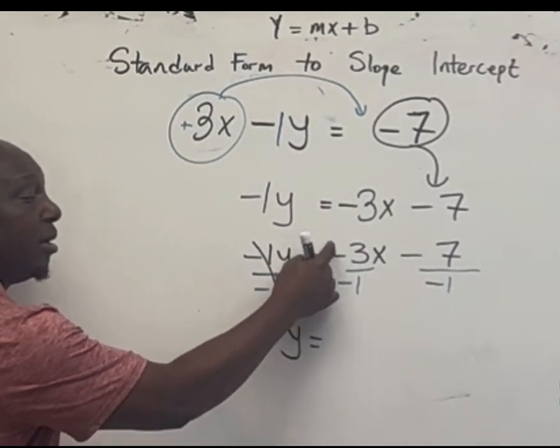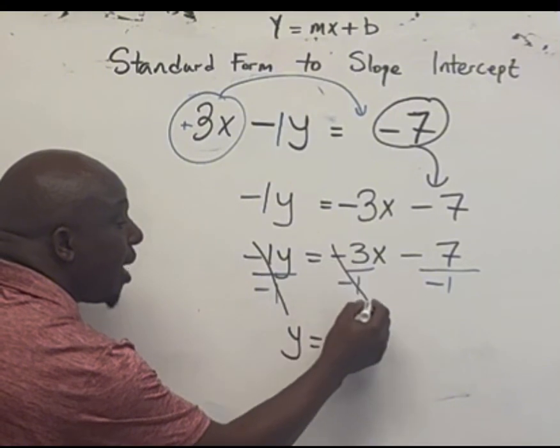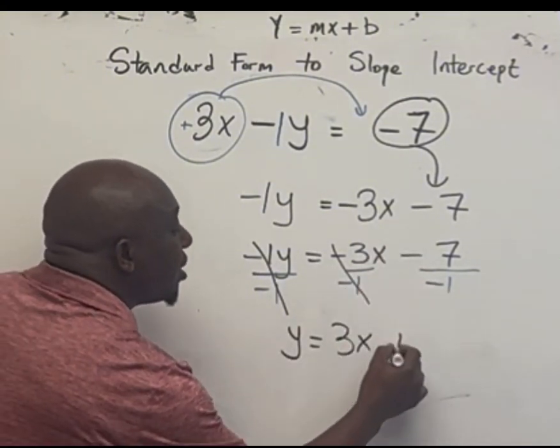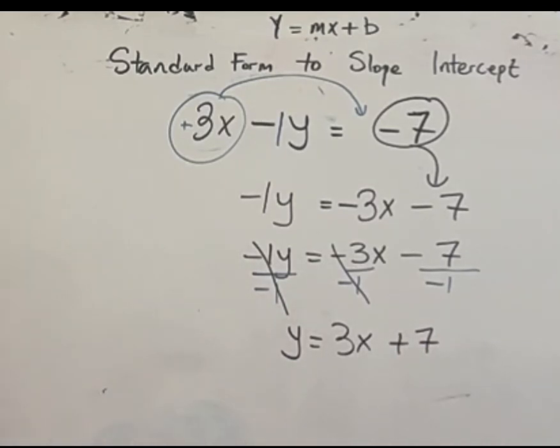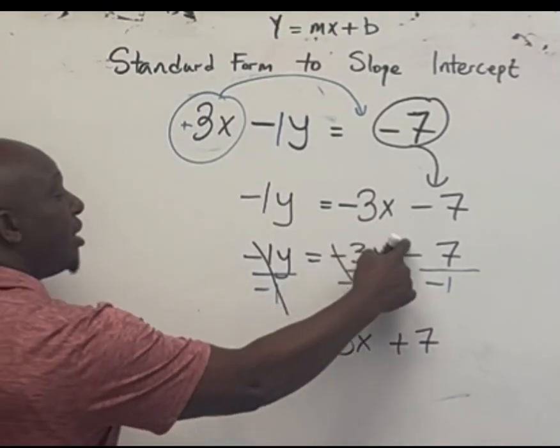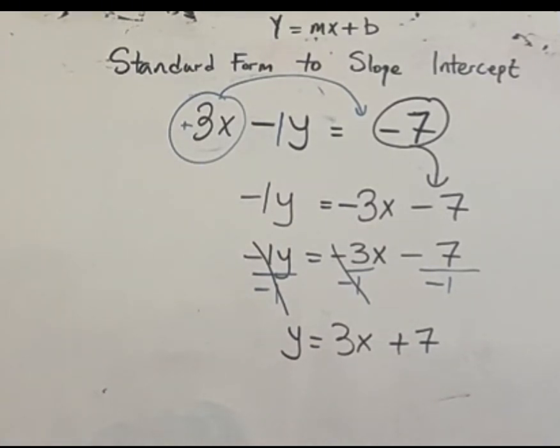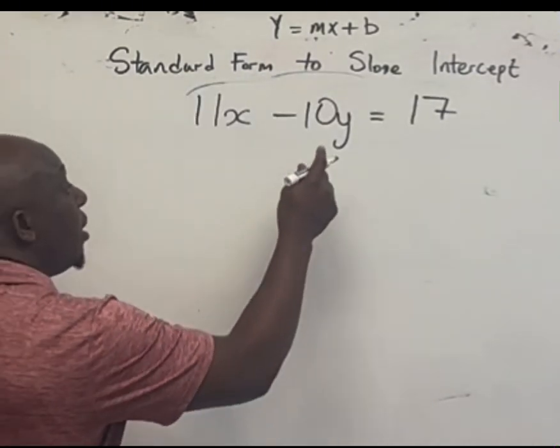Look at this. 3x is positive because the signs cancel out, right? 3x, and then be careful, plus 7. This is what? Plus 7. Because these two signs become what? Positive. That's how you look at it. All right, now let's go.